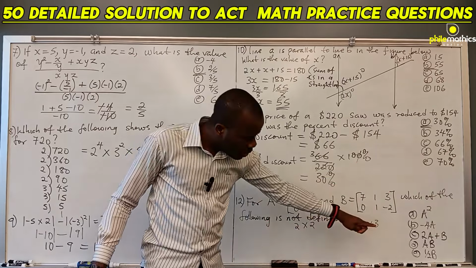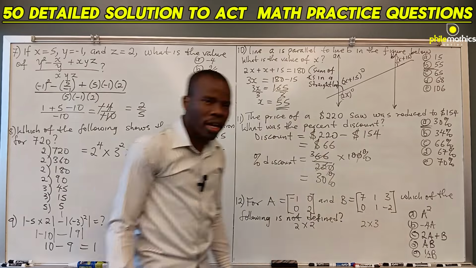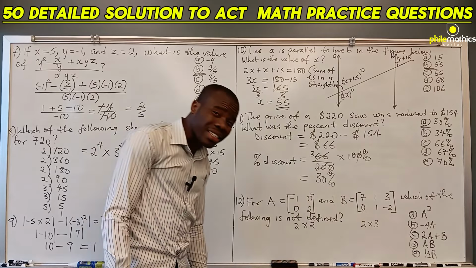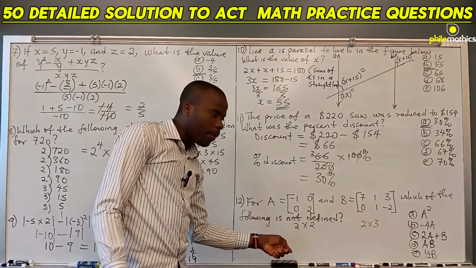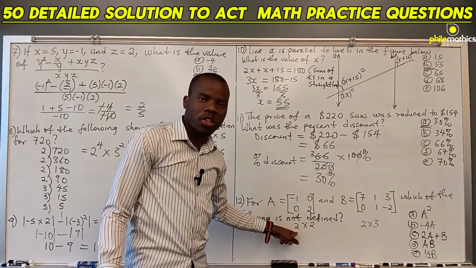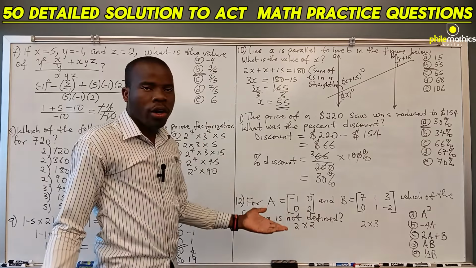This is row, column, row, column. This column of the first matrix must equal the row of the second matrix. So because here is 2 and here is 2, D is correct. We can multiply AB. Whereas you cannot multiply BA because the column of this matrix is not equal to the row of this matrix. D is also correct.